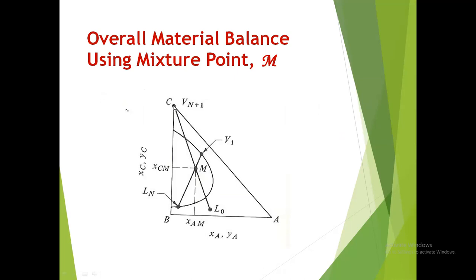So if it's pure, then it's right on the apex of this triangle, since any point in here represents 100% C, whatever C is. So you can see here the solvent V sub N plus 1 is right on the tip of the triangle, and this is your L sub O. Now this is the bulk phase M, and this bulk phase M is the point of the resulting composition of the feed and the solvent. So this would be your M.